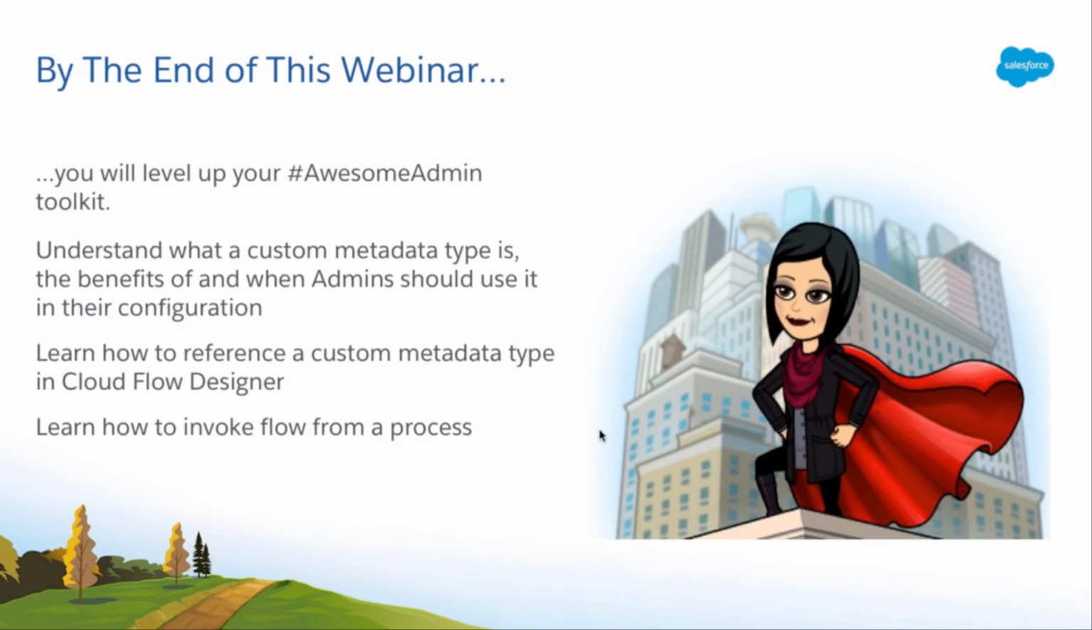All right, so at the end of this webinar, we'll be able to level up your awesome admin toolkit. You'll understand what a custom metadata type is, the benefits of it, and why as an admin you should use it in your configuration. You'll also learn how to reference custom metadata type in Cloud Flow Designer, which is a tool that you use to create flows. And lastly, learn how to invoke a flow from a process.